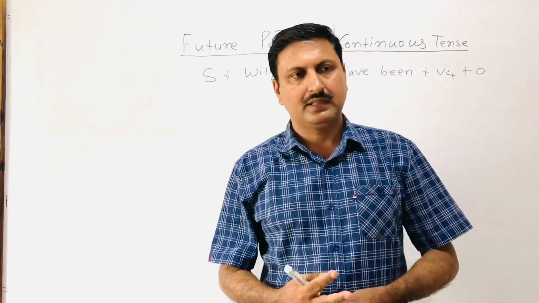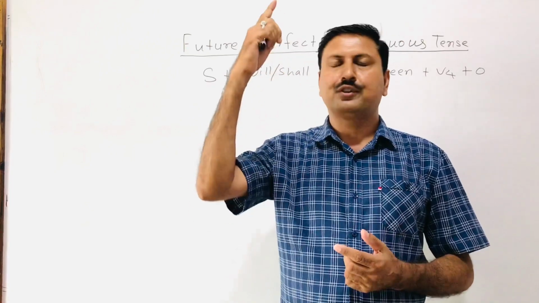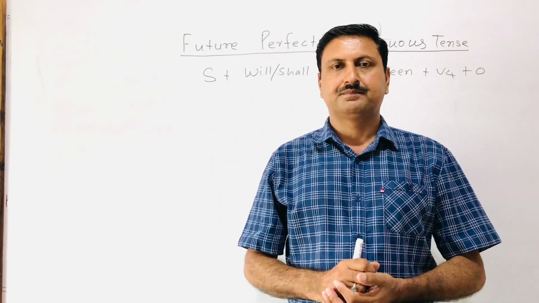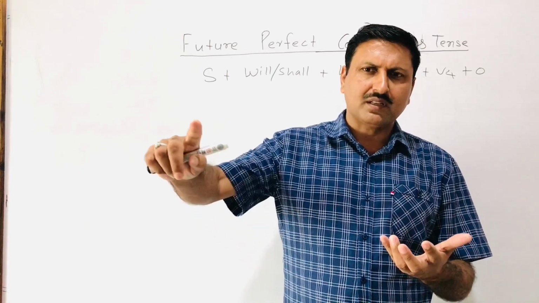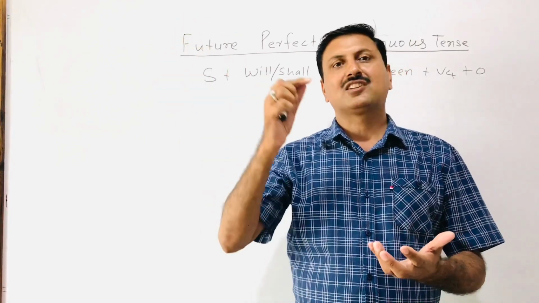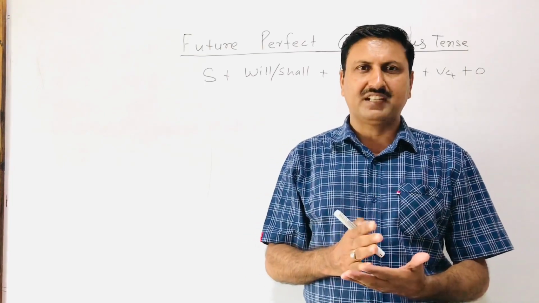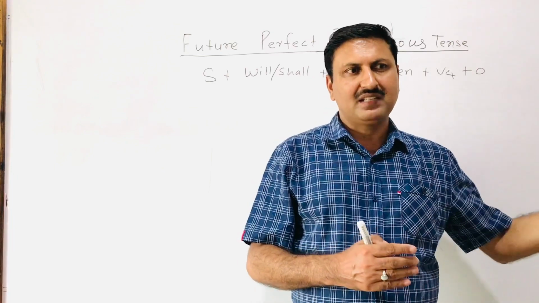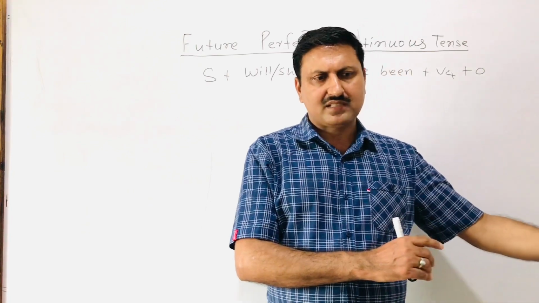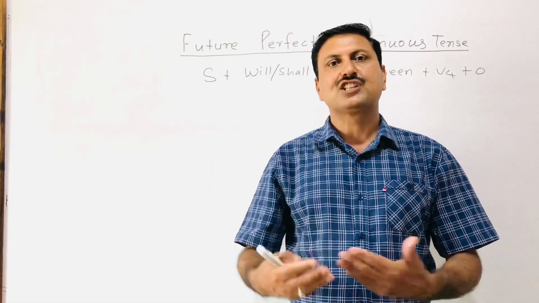When we talk about the usage, this future perfect continuous tense is used to describe that an action begins in future and continues for a certain period of time in future, and by the particular time the action will be going on. It is exactly similar to present perfect continuous tense. Present perfect continuous tense describes that an action begins a little time before the present and takes a certain period of time to continue, and at the time of speaking also the action will be continuing.